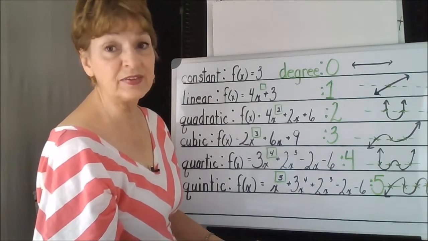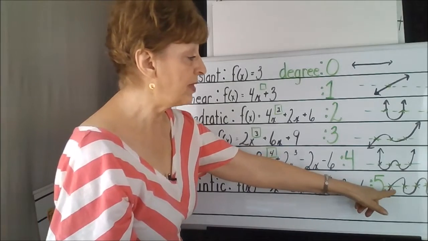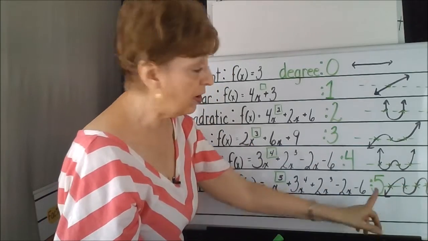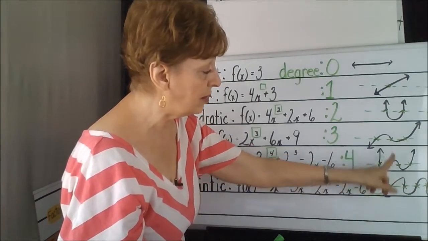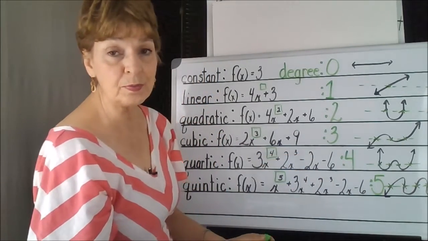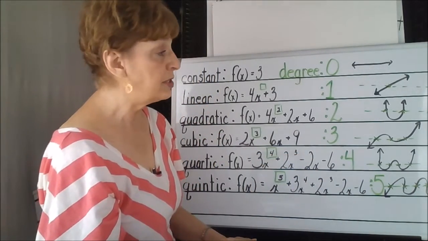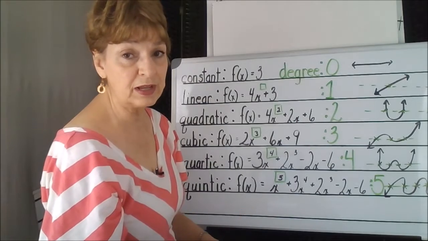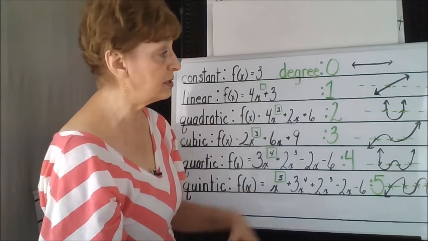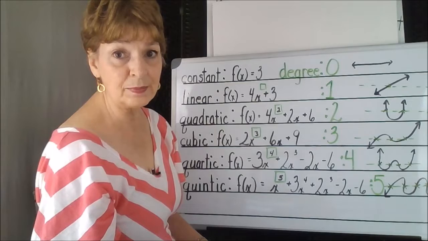The points of interest would be where they hit the x-axis and how far the graph bumps upward or downward. Those are points of interest that you would be determining if you were going to do some mathematical calculations on this type of equation.